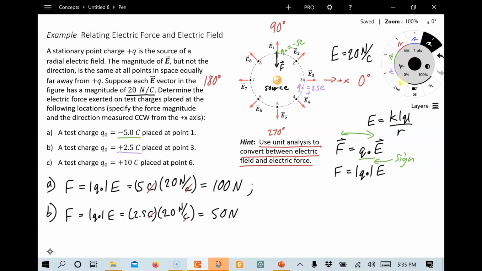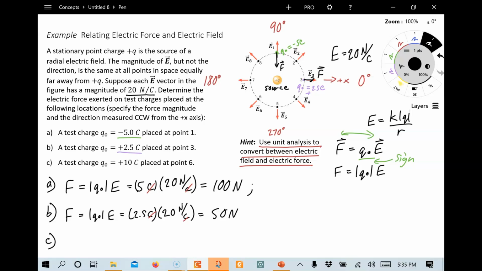Now we just have to draw the force vector. In this case, it's a positive charge. The source charge is going to push it away. But a simpler way to think about that is, this is a positive charge we place in the field, so it's going to point in the same direction as the electric field. Positive charges just do that.